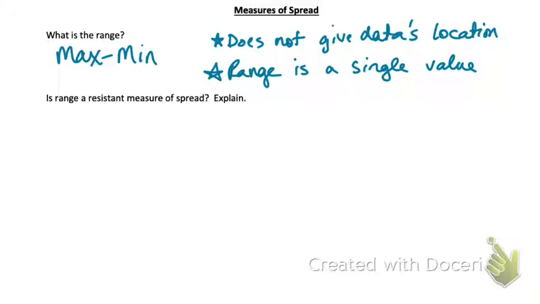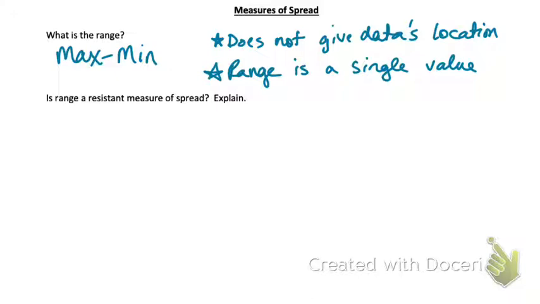Okay. Think about this question for a second. Do you think range is a resistant measure of spread? Do you think range is resistant? So the definition of resistance is whether or not it is influenced by extreme observations. So resistance is whether or not something is going to change when extreme observations change. So with that being known, what do you guys think? Is the range resistant? No. Why not?